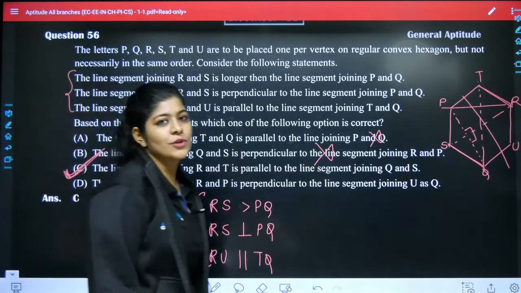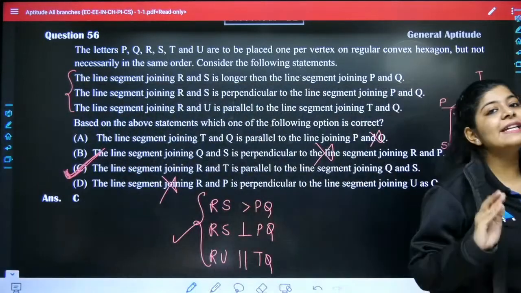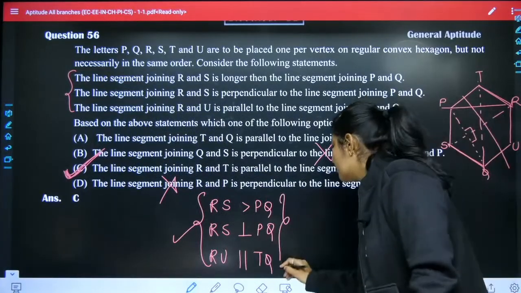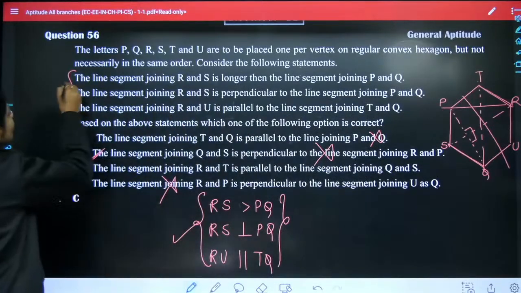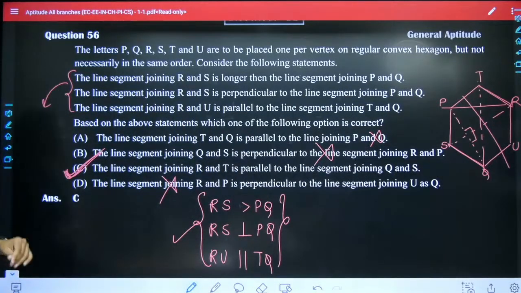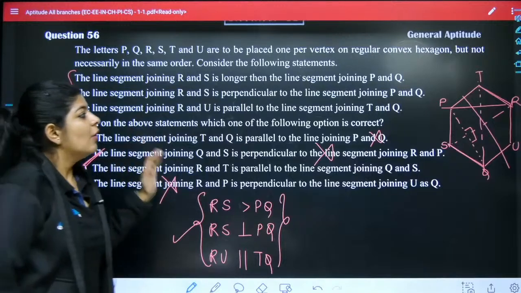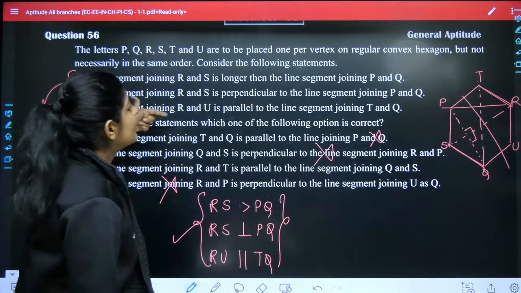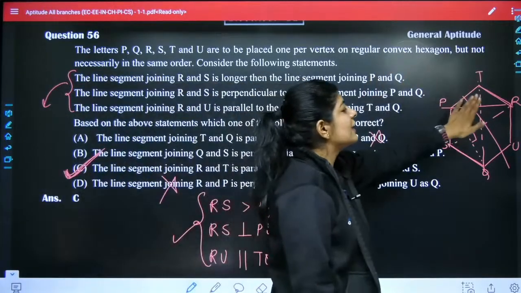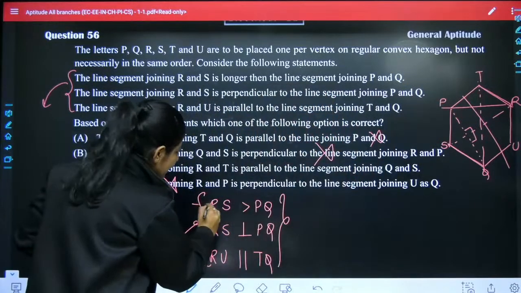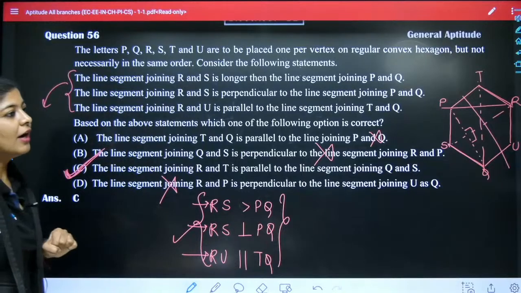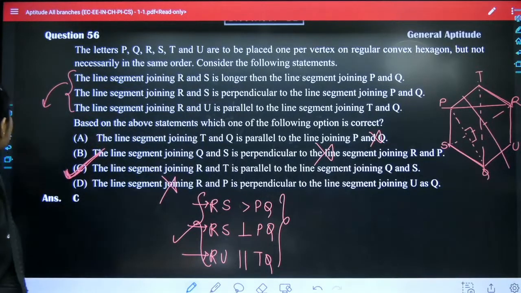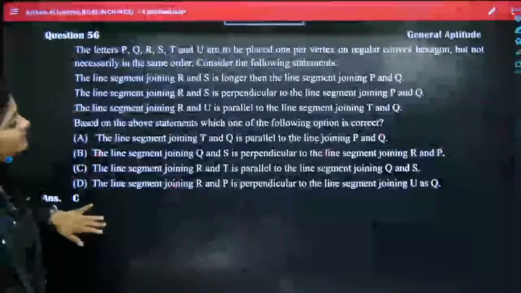Whenever we have a question from arrangements, we need to check and satisfy all the conditions mentioned in the question. So if we check all the conditions, this diagram satisfies this condition and this condition as well, right? Now let's move to the next question.